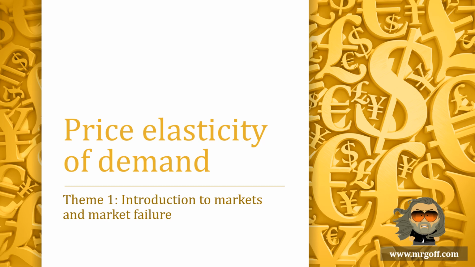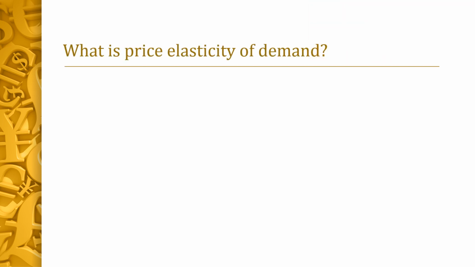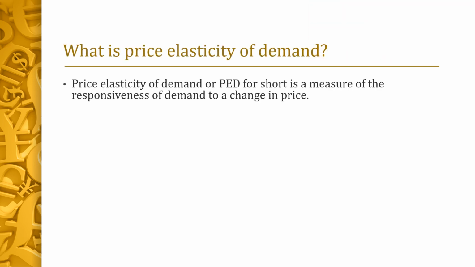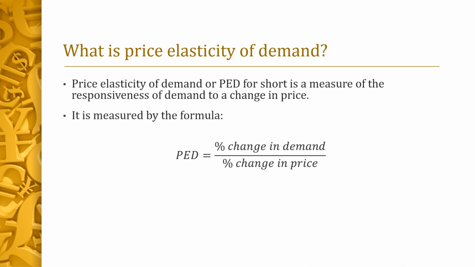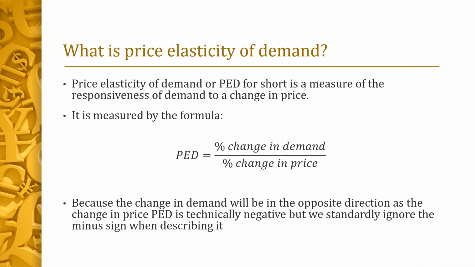This video will focus on price elasticity of demand. Price elasticity of demand, or PED for short, is a measure of the responsiveness of demand to a change in price. It is measured by the formula: price elasticity of demand equals the percentage change in demand divided by the percentage change in price. Because the change in demand will be in the opposite direction as the change in price, PED is technically negative, but we standardly ignore the minus sign when describing it.